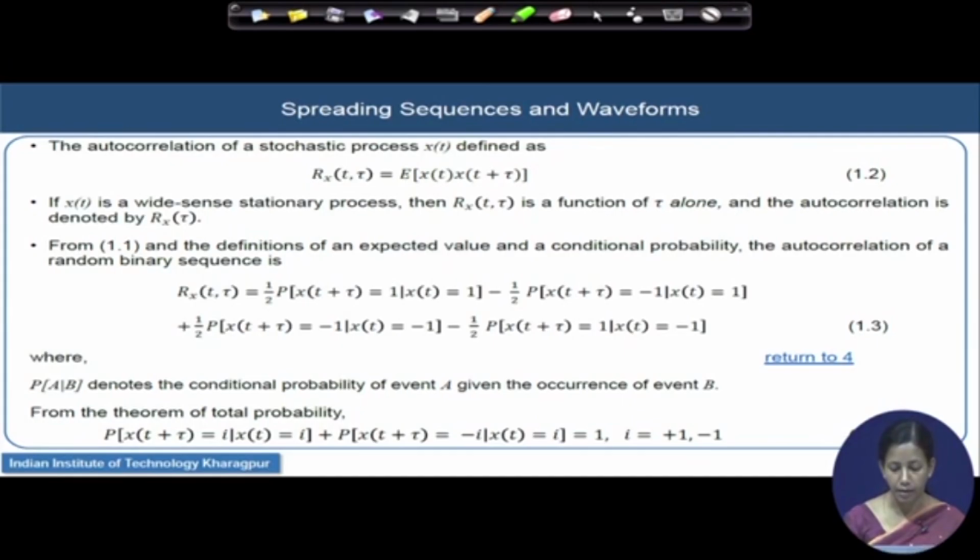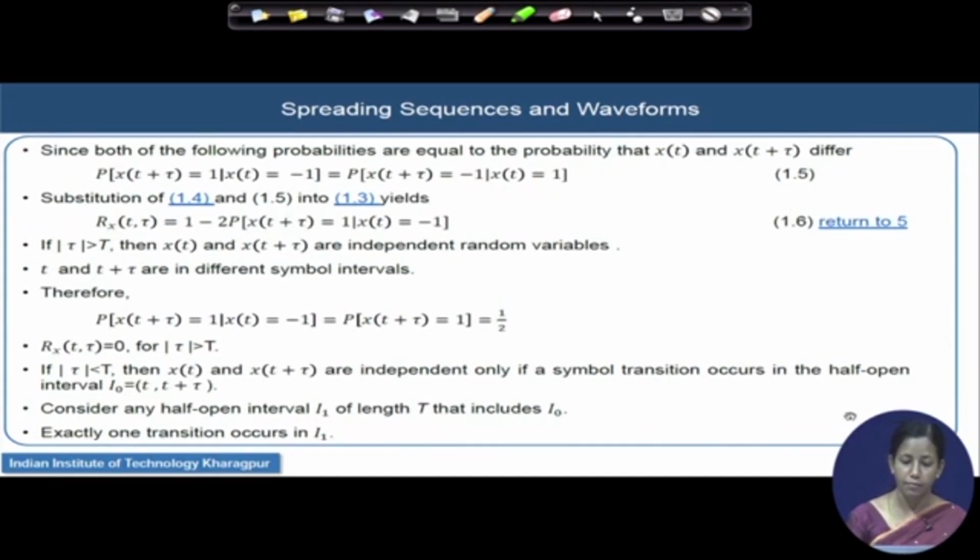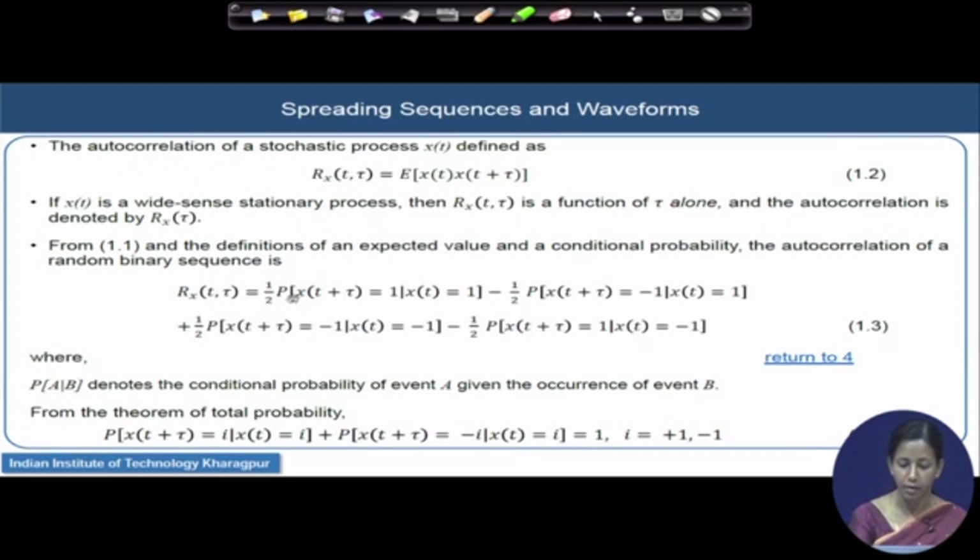From this understanding, if we now have both equal probabilities for x(t) and x(t+τ), we understand that they will differ. I mean, both of the following probabilities, the probability that there is an erroneous reception because -1 was transmitted and +1 received, or +1 transmitted and -1 received, are equal. Using this fact, I substitute this value into the equation we saw earlier.